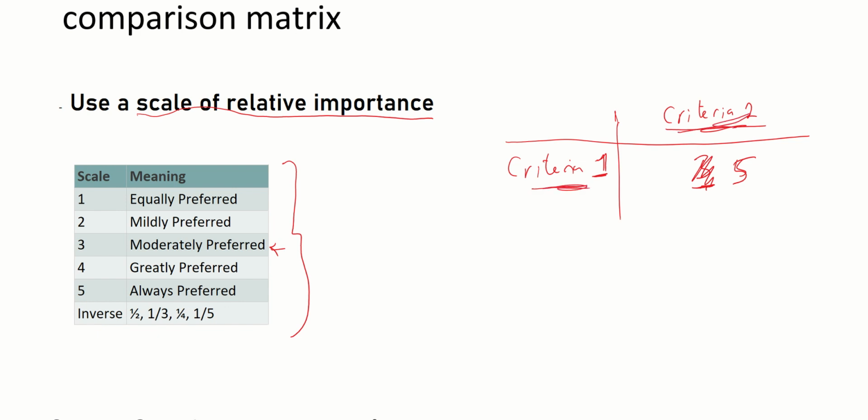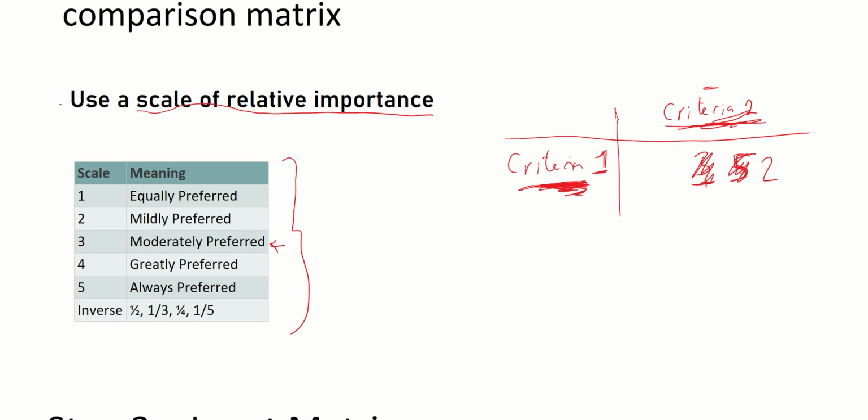So in the matrix, and you'll see that in the third step, when we do the comparison, we always do it based on the row. So we look at the criteria that's on the row, and the row over here is criteria 1, the column is criteria 2. So criteria 1 with respect to criteria 2. If I've got number 5, criteria 1 is always preferred to criteria 2. If I've got number 2, criteria 1 is mildly preferred to criteria 2, etc.